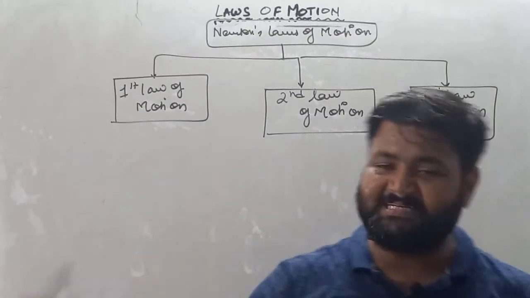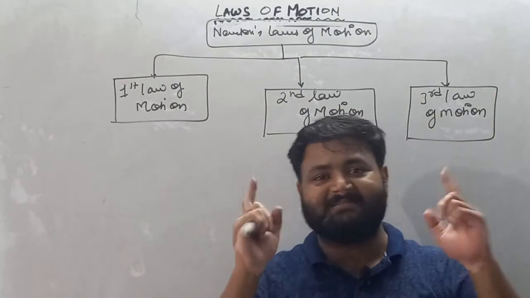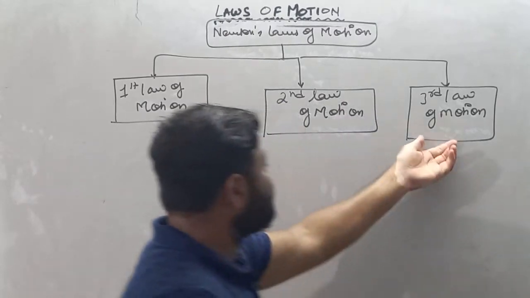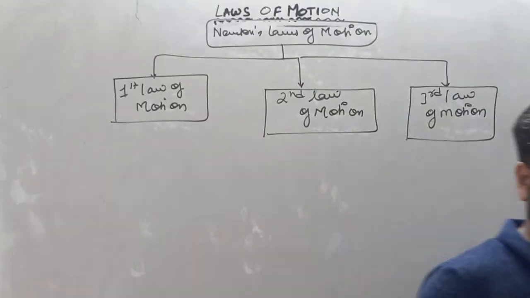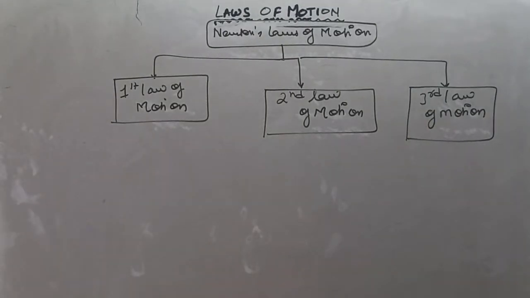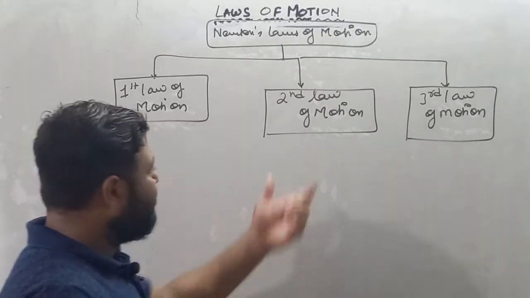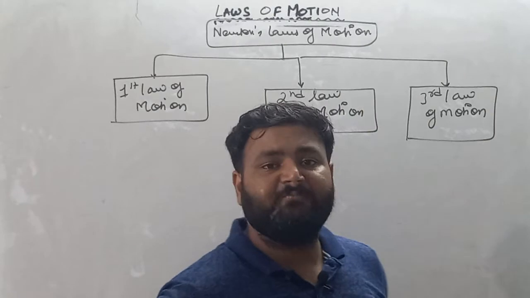First law is considered to be the first law, second law is considered to be the second law, and third law is considered to be, dear student, the third law. We cannot replace the third law by the first law, or the second law by the third law. There is a sequence, and that sequence is followed. So moving forward, we are discussing what actually the first law of motion is, what the second law of motion is, and what the third law of motion is.